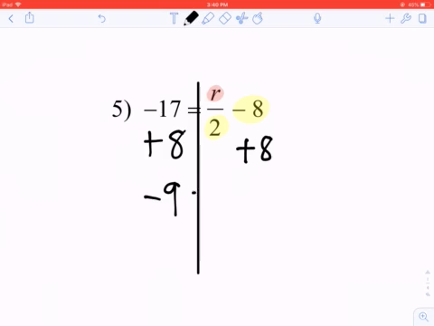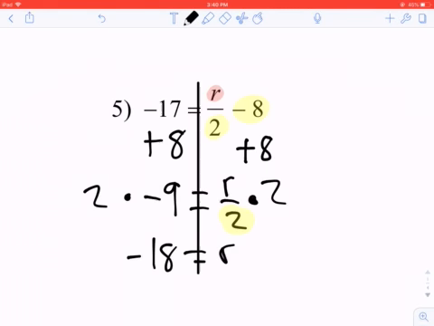That will leave us with negative 9 is equal to r divided by 2. At this point, we need to get rid of the 2, so we are going to multiply it to both sides to find that negative 18 is equal to r.